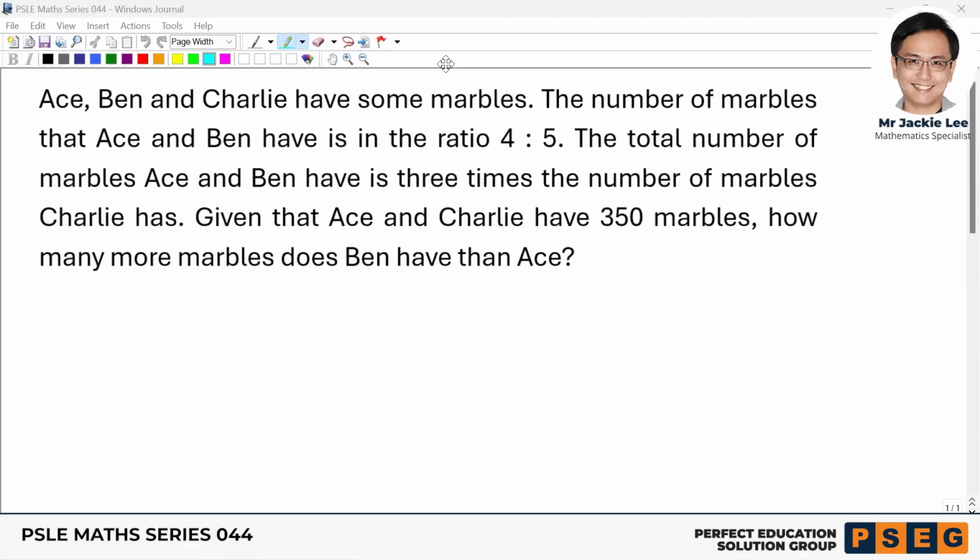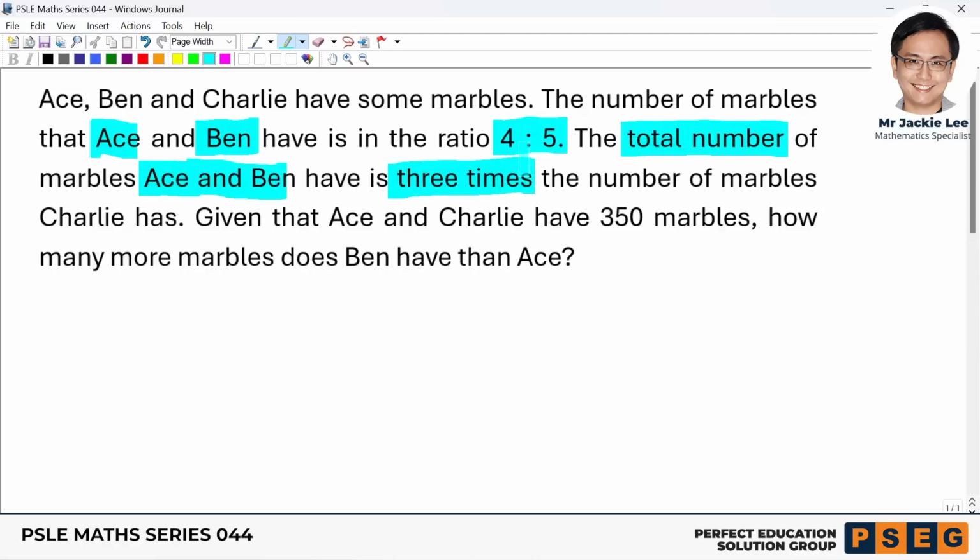In this question, we have 3 people, Ace, Ben, and Charlie. Between Ace and Ben, the ratio of the number of marbles that they have is 4 to 5. Then the total number of marbles that Ace and Ben have is 3 times the number of marbles that Charlie has. Now, given that Ace and Charlie have altogether 350 marbles, the question is how many more marbles does Ben have than Ace?